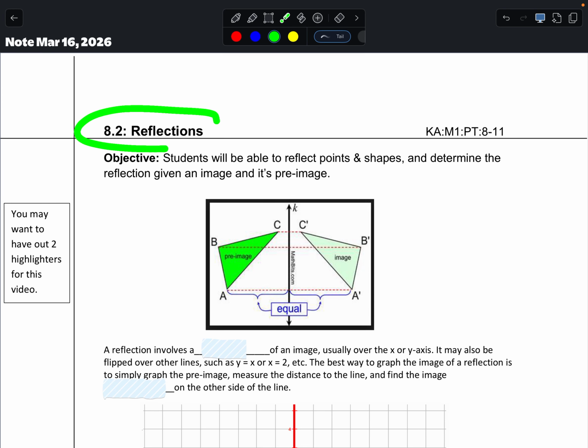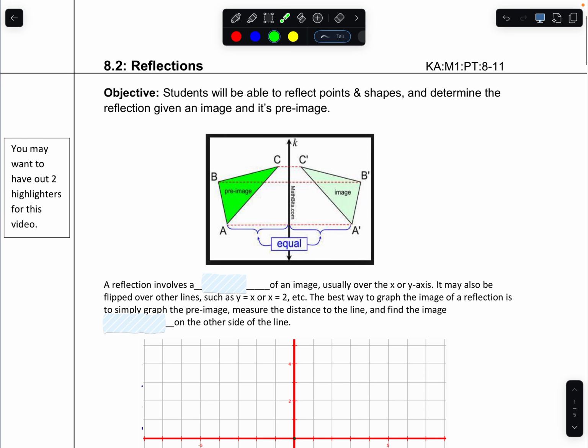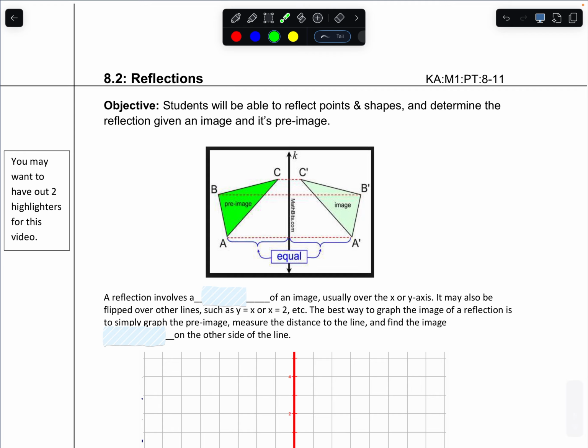All right, this is lesson 8.2, reflections. Reflections are our second type of transformation that we're learning. I do want to point out first and foremost that reflections are still considered a rigid transformation.